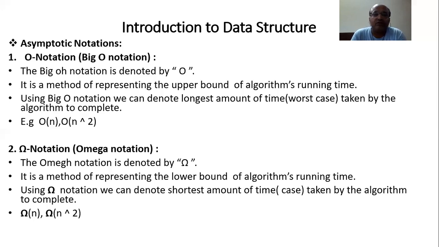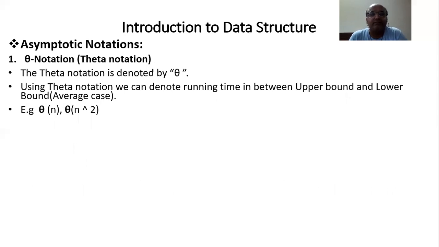So obviously we have a total of 3 notations. One is Big O, another is Omega, and our third notation is Theta notation. Correct? Obviously it belongs to the average case. The Theta notation is denoted by the symbol theta. Using Theta notation, we can denote the running time in between the upper bound and the lower bound. So obviously that belongs to the average case.